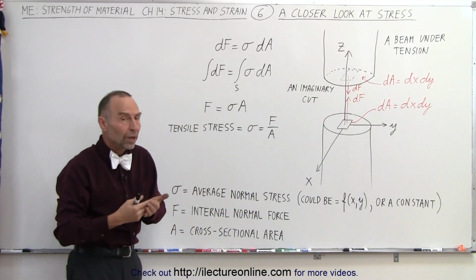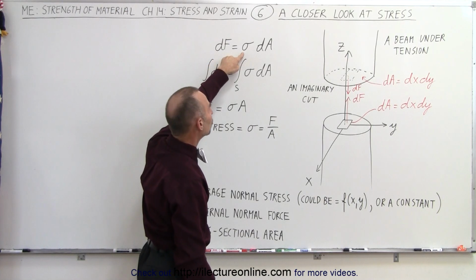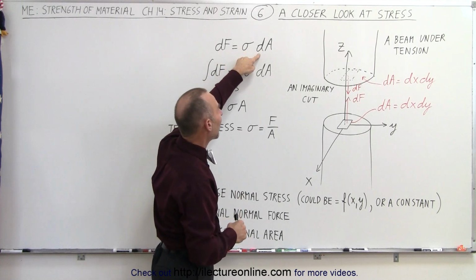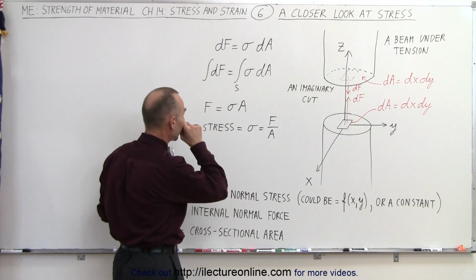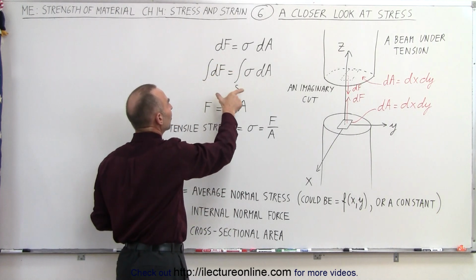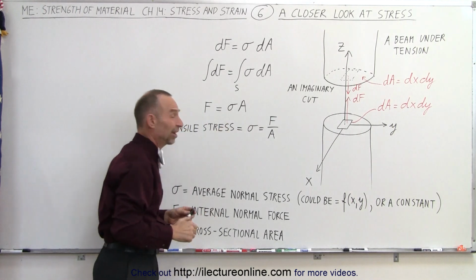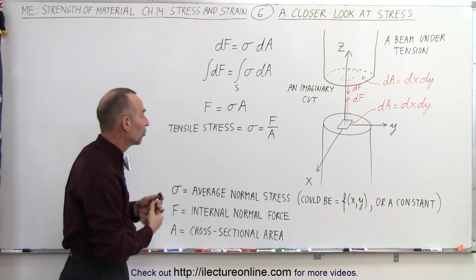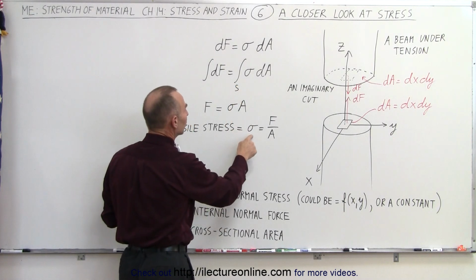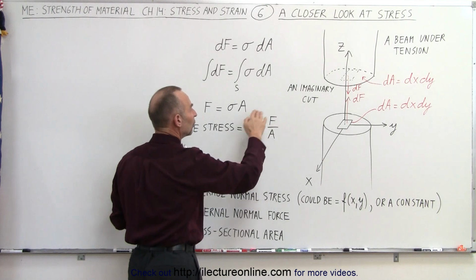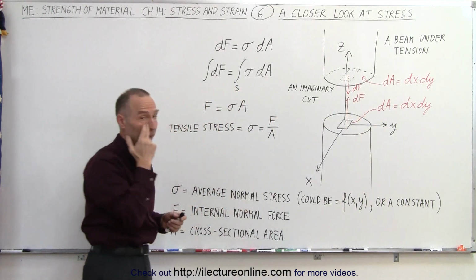If we want to write an equation for that, notice that dF will be defined as the normal stress at that particular location times the area element dA, in the limit as dA goes to 0. Then if we integrate both sides, we end up with the equation where the force is equal to the stress times the cross-sectional area. Or if we solve that for the stress, in this case the tensile stress, which is a normal stress, it will be equal to the ratio of the force divided by area: the force over the entire cut divided by the total cross-sectional area.